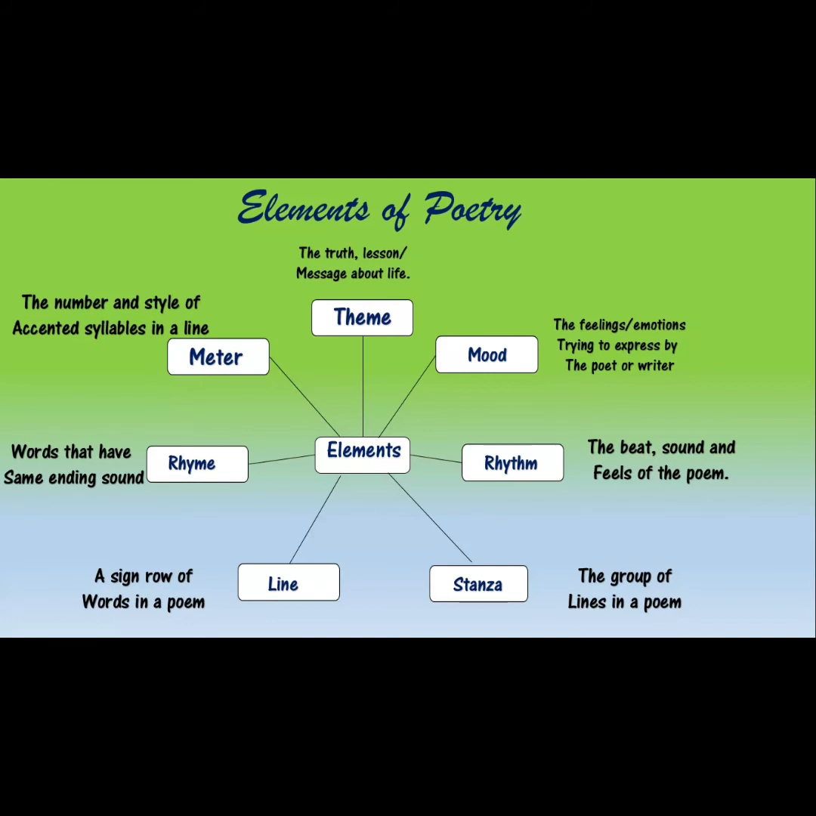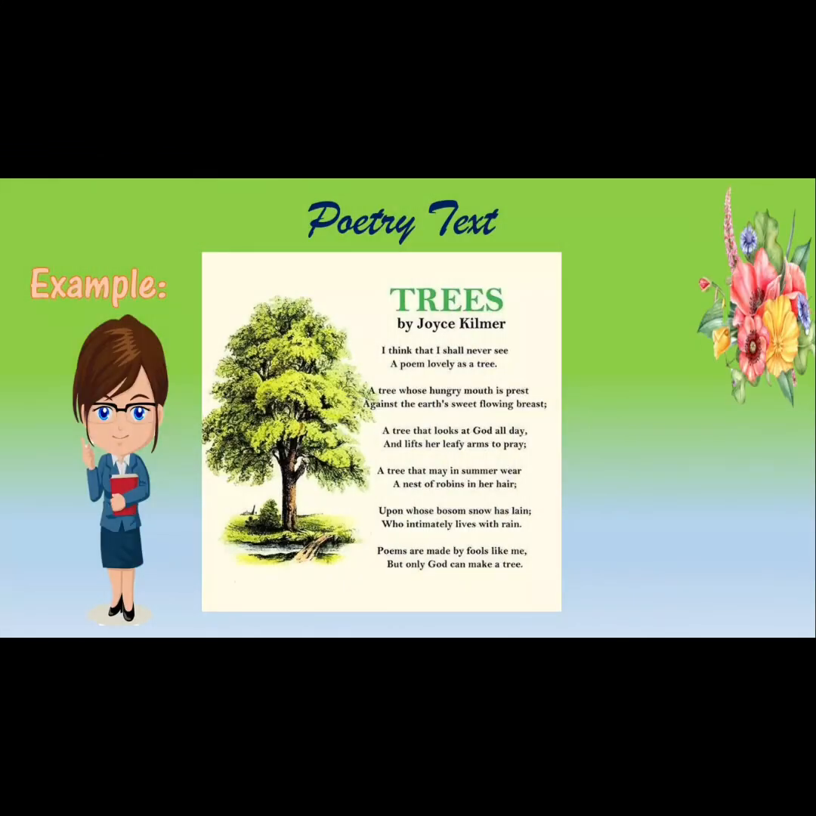And yung line, a single row of words in a poem. And rhyme, words that have same ending sound. And the meter, the number and style of accented syllables in a line. So, those are the elements of poetry. So, now, let's go back to our example, poetry text na Trees by Joyce Kilmer. So, lahat yan, andyan lahat ang elements ng poetry. So, nakapansin ninyo, meron siyang ilang stanza. 1, 2, 3, 4, 5, 6 stanza. So, 6 stanza, meron din siyang mga lines, at syempre, meron din siyang rhythmic pattern.